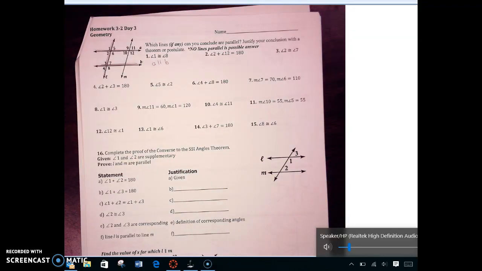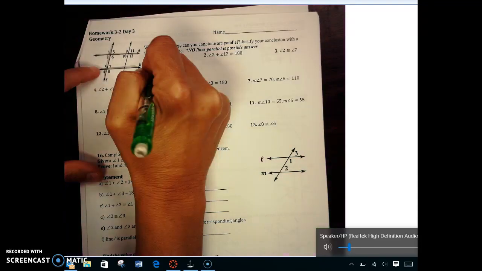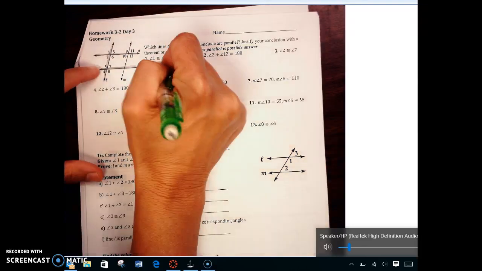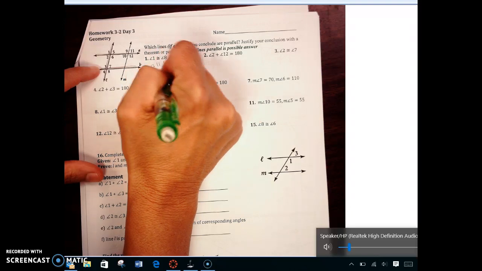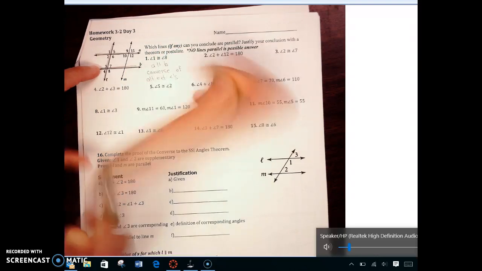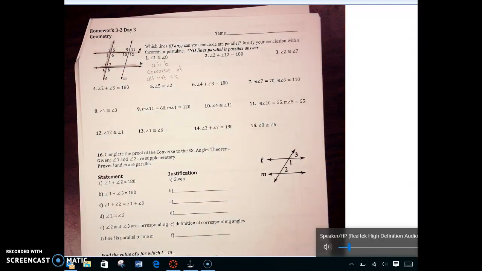Essentially, you're looking for what type of angles 1 and 8 are. If you notice, they're on the outside of the parallel lines, which means they're exterior, and if you go back and look at your list, they are on opposite sides of the transversal, which they are. So this would be the converse of alternate exterior angles, which says if those angles are congruent, then the lines are parallel.